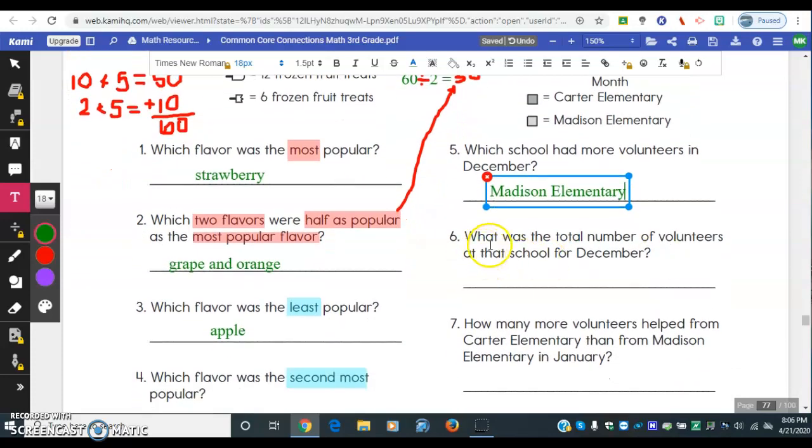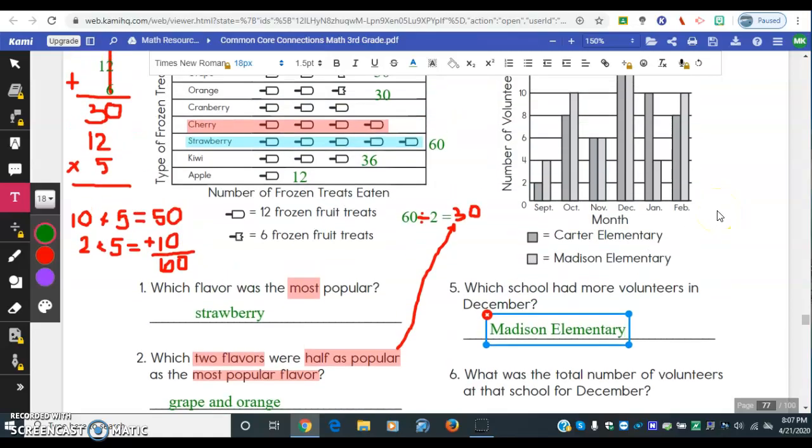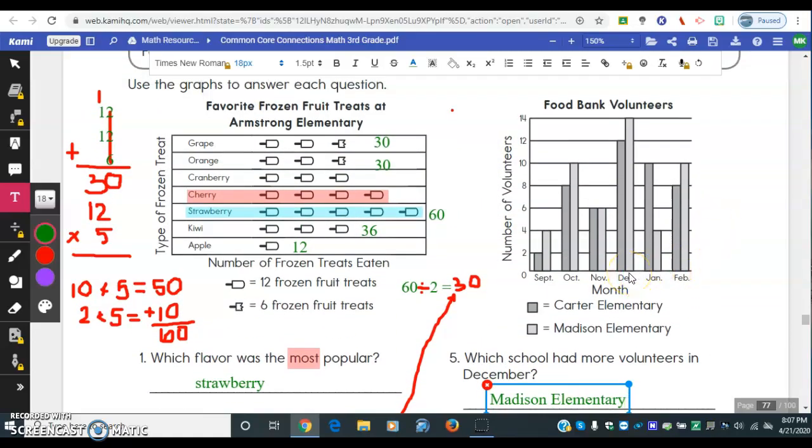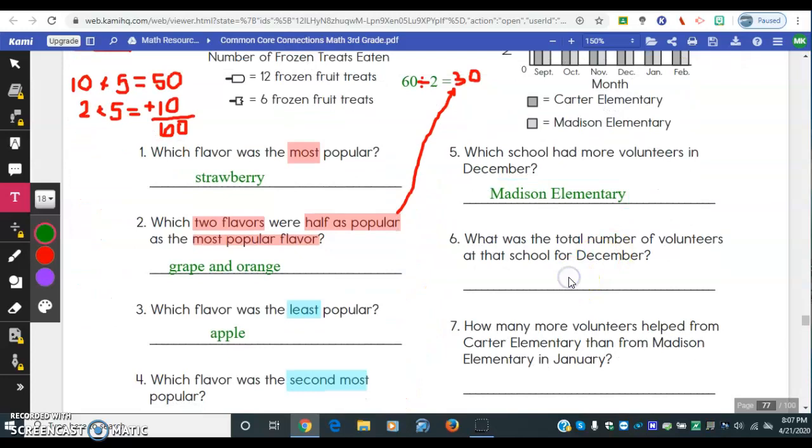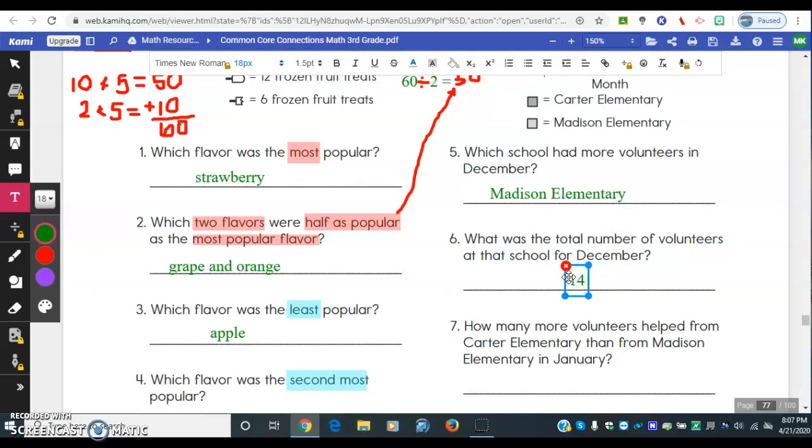Now let's look at number 6. What was the total number of volunteers at that school for December? They're referring to this school right here. They're kind of continuing the question from 5. What was the total number of volunteers at that school, Madison, for December? So we said Madison was the most. Now they're just saying, okay, well, if they were the most, how many did they get? So we're just going to follow that line all the way up, and where it ends is at 14. So there were 14 volunteers at Madison School for the month of December.